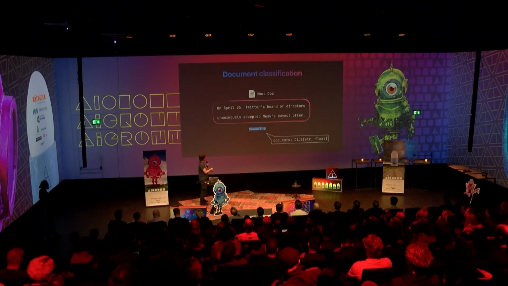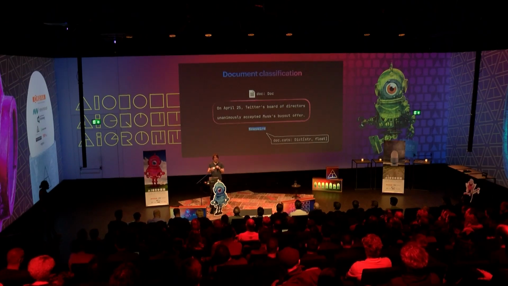In this case, we have a document, again, and its cats property is a dictionary. And the keys are the possible labels, and the floating points are their probabilities. So you can see what probability it's assigned to each category. Okay, so now we went through a few possible tasks you can do with spaCy. There are a lot more.